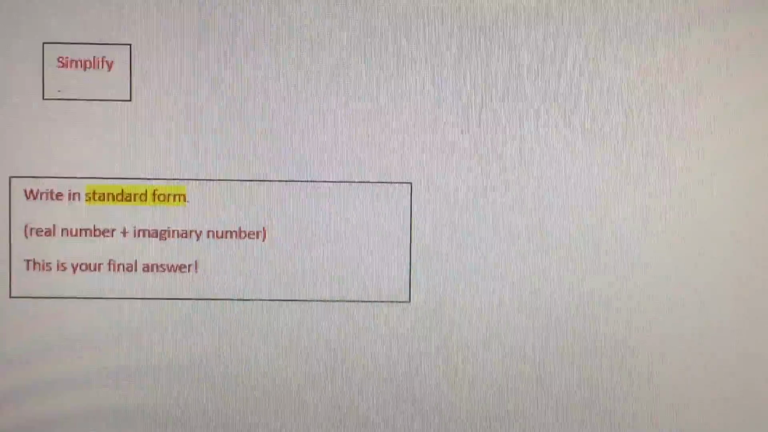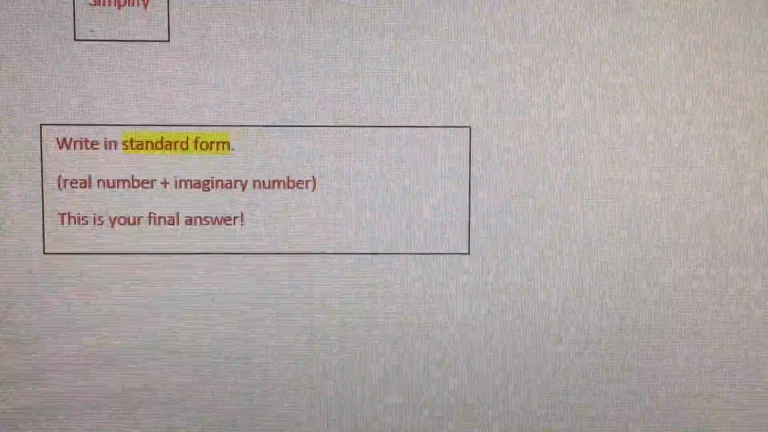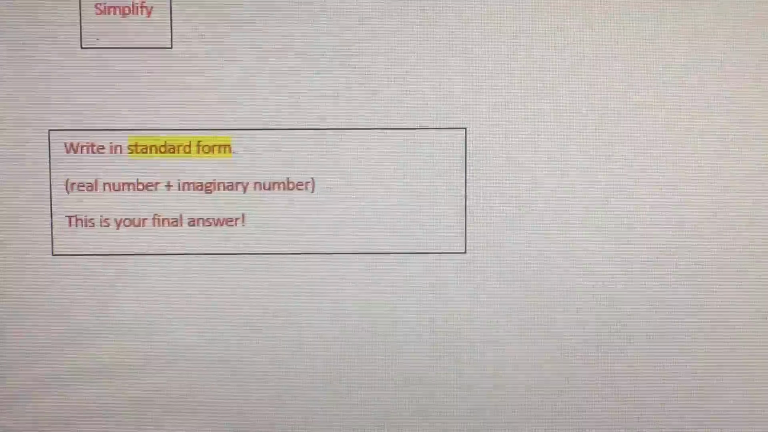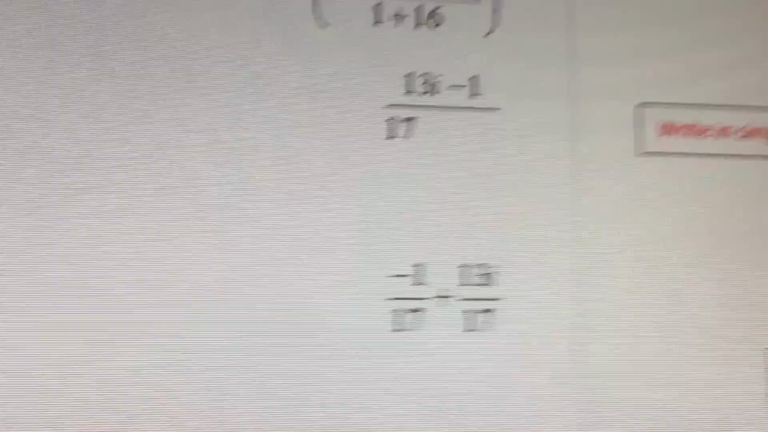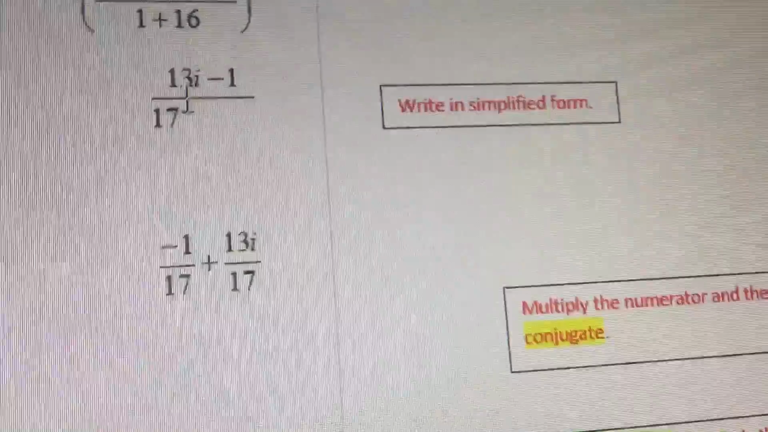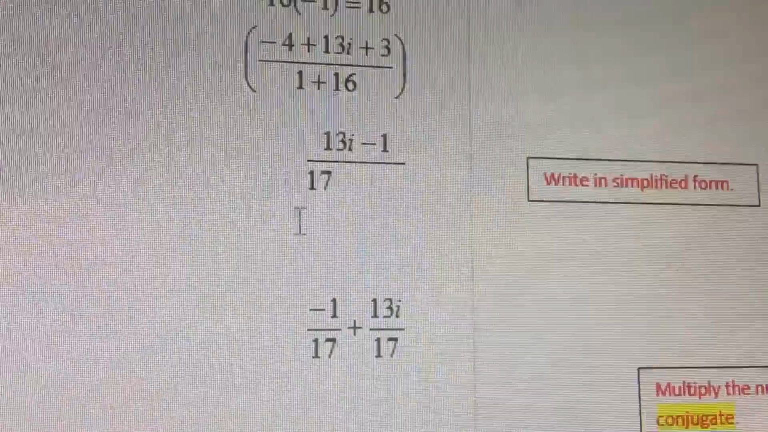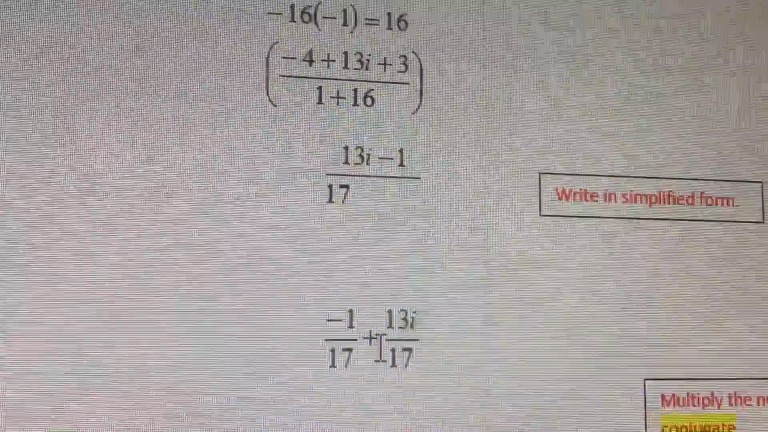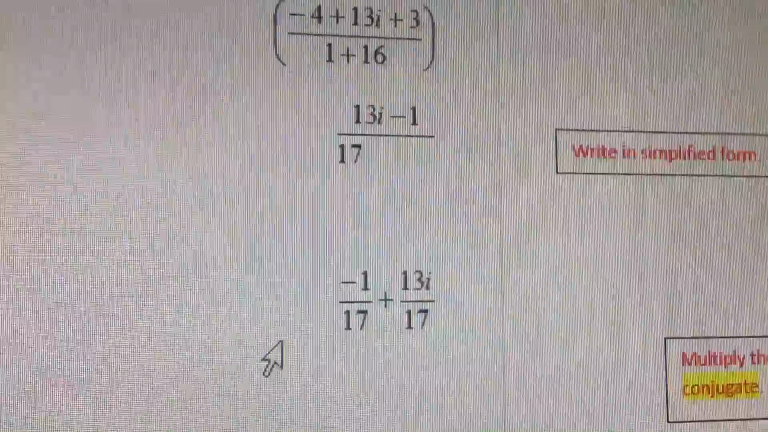And then finally we write it in standard form. Standard form is always real number plus imaginary number. So you want the i's to go after the regular fraction. So basically what we're going to do is we're just going to split this fraction right here in half. So it's just going to be, and put the real number first, -1 over 17 plus 13i over 17. And that right there would be our final answer. I hope that was helpful.